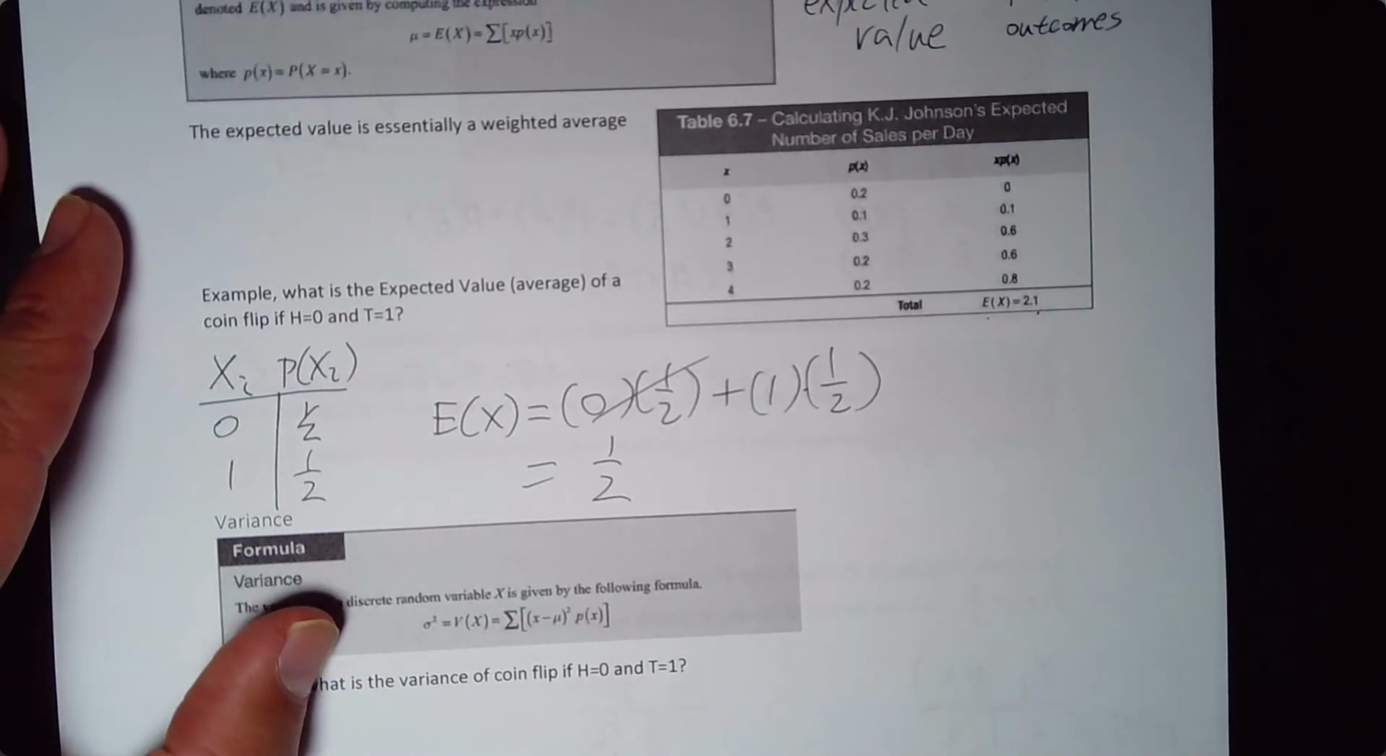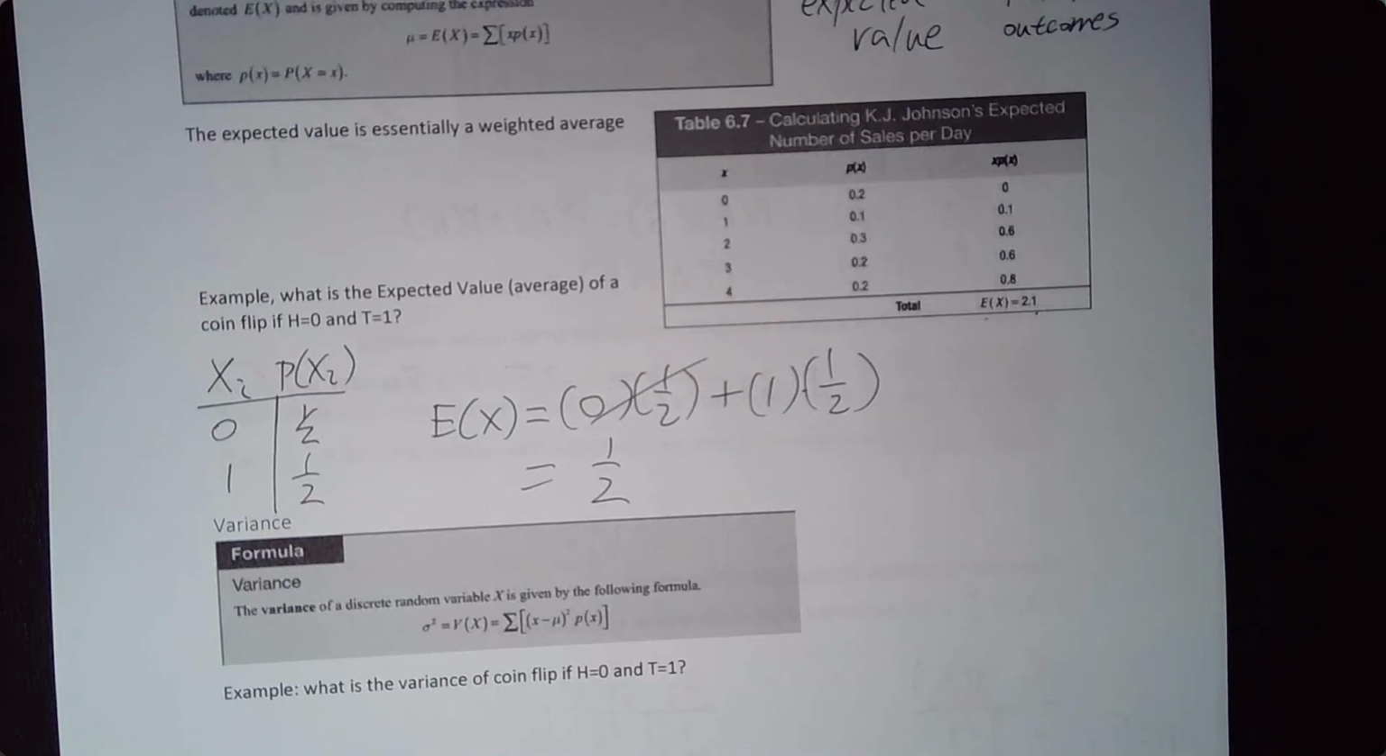So that means if I flip a coin and I define head as 0 and tail as 1, and I keep flipping, then I'm expecting my average value to be 1/2.